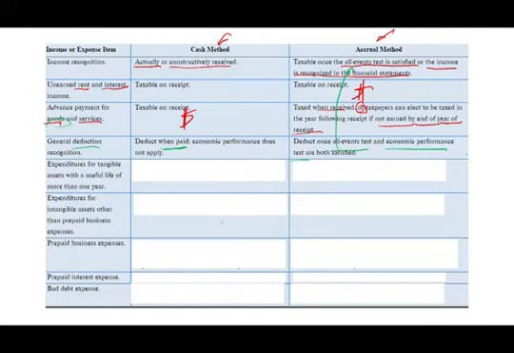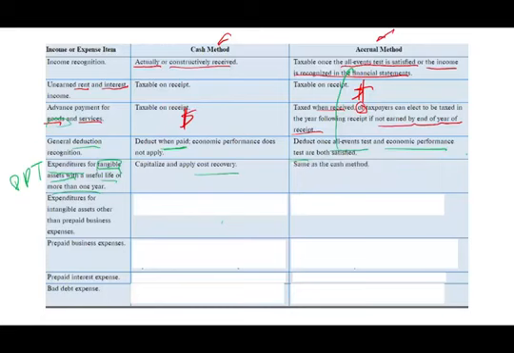Okay? Now, what happens if you incur an expenditure for a tangible asset with a useful life of more than a year? What are we talking about here? We're talking about property, plant, and equipment, tangible assets. Well, for the cash method, you have to capitalize and apply cost recovery, which we have a whole chapter about, aka depreciation. For accrual, same thing. Capitalize and do the cost recovery. I have 6, 7, 8 lectures about this.